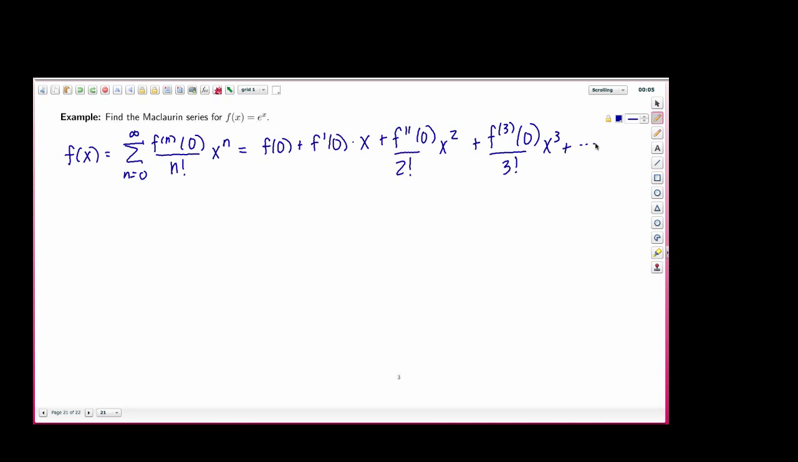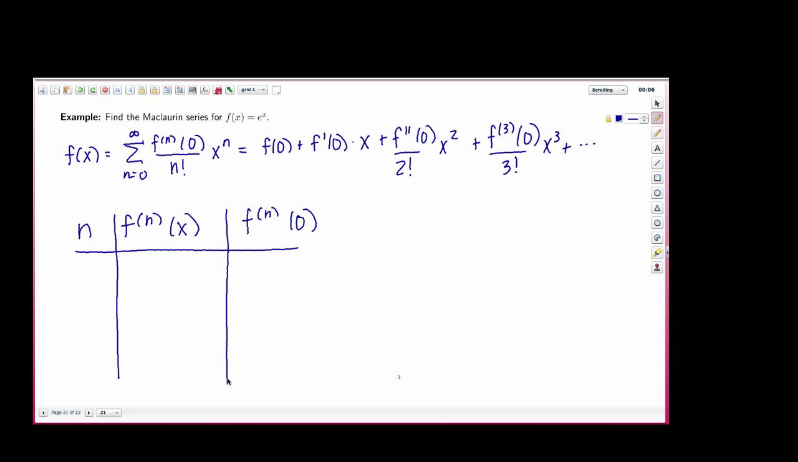So this is what we're looking for, so we need to figure out what all these derivative values are equal to. Now I do this by setting up a chart, so I say n, and then the nth derivative of f, and then I'm going to plug in my a value, which in this case is 0, because we have a Maclaurin series. So my sum starts at 0, so my first n value is going to be 0, and so then I just want the 0th derivative of f, that just means the function itself, which is e to the x. And e to the 0, when I plug in 0, I get 1.